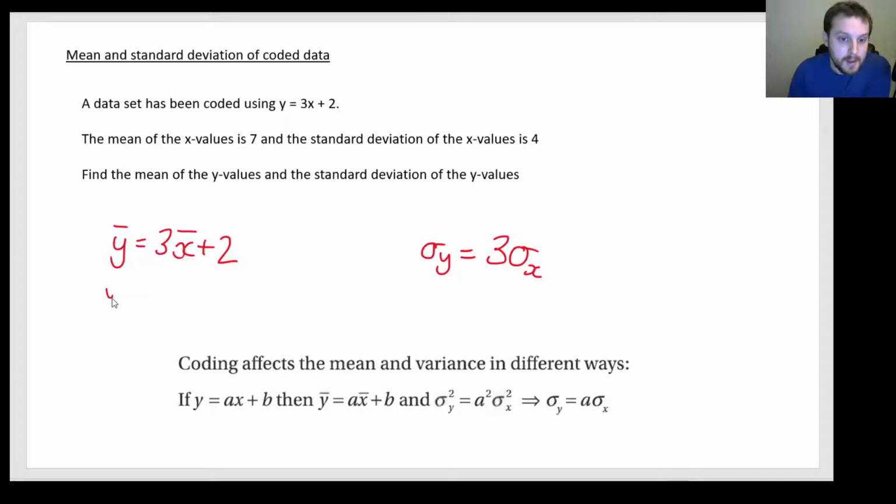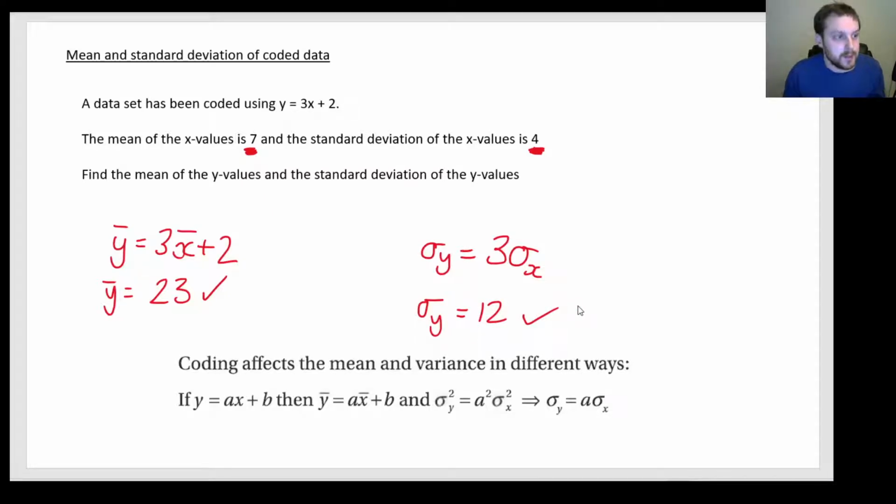So for us, y bar will be 3 lots of 7, which is 21, add 2 is 23. And sigma y will be 3 lots of 4, which is 12. Okay, so there are some questions in the book which relate to this, and I obviously need you to know what to do. Oh gosh, this has been 17 minutes of talking about one thing. Right, let's hope the next part is even faster.